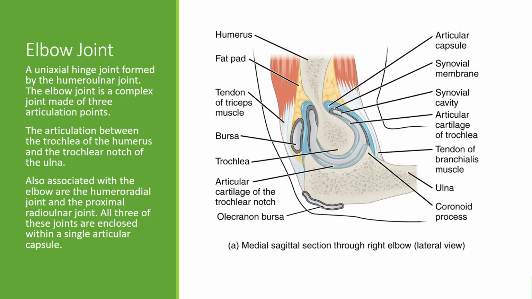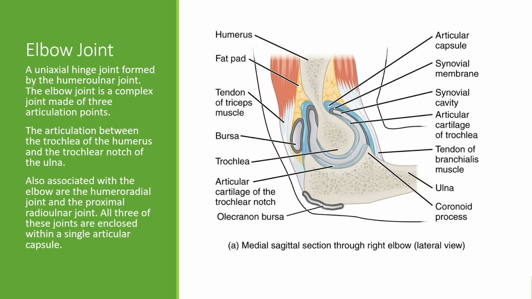A little bit about your elbow joint. So elbow joints are a unilateral hinge joint that's formed by the humeral ulnar joint. The elbow joint is a complex joint that's actually made of 3 different joints put together. There's an articulation between the trochlea of the humerus and the trochlear notch of the ulna. Another one associated with the elbow is the humeral radial joint and the proximal radial ulnar joint. So all 3 of these joints together are going to be enclosed in a single articular capsule. So they're showing you all of those different joints.